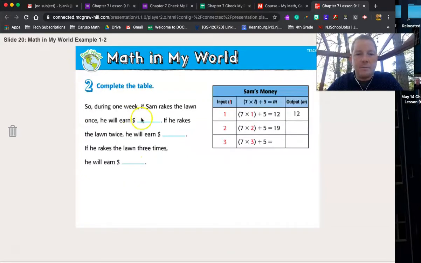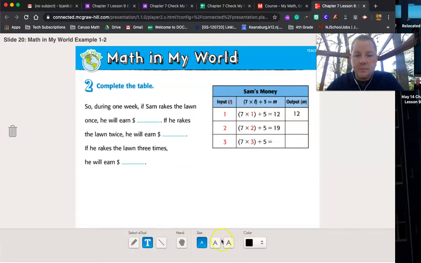So let's keep on going. It's telling us 1, 2, and 3 times. That's what the question asked over on the other side. So let's do this. 7 is how much he makes, the T is how many times, and 5 is the other $5 he gets for doing his chores. So if he does it 1 time, it's 7 times 1 is 7, plus 5 equals 12.